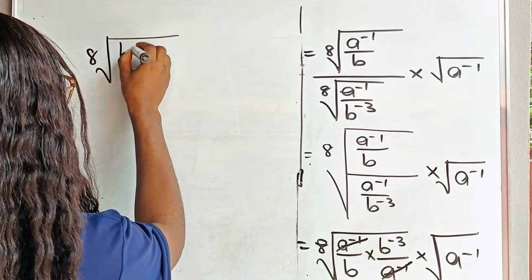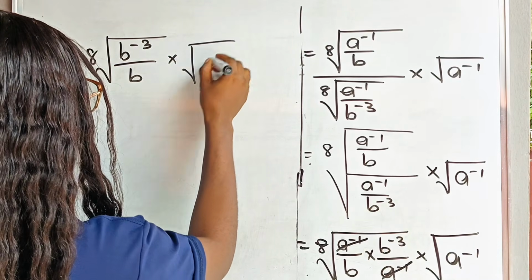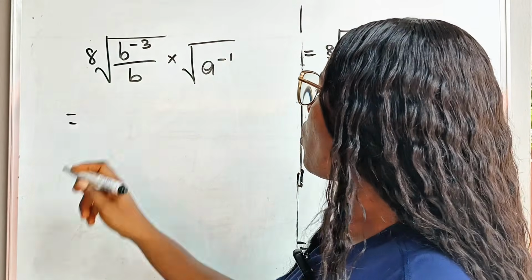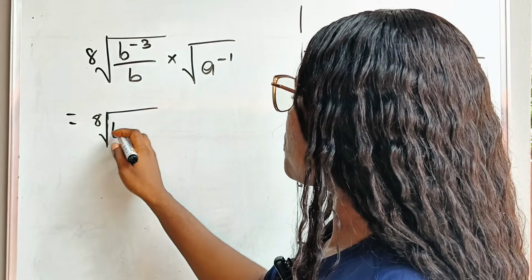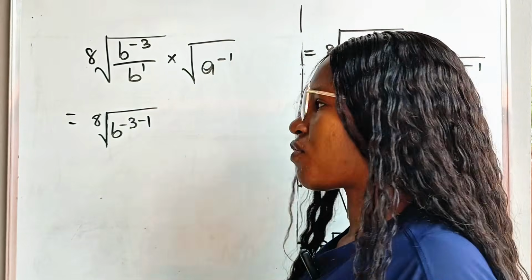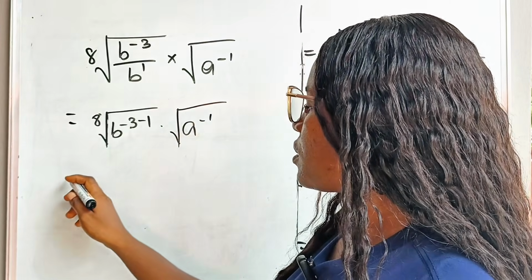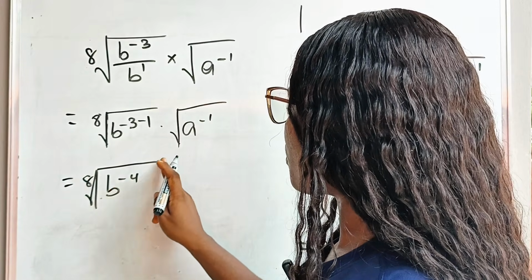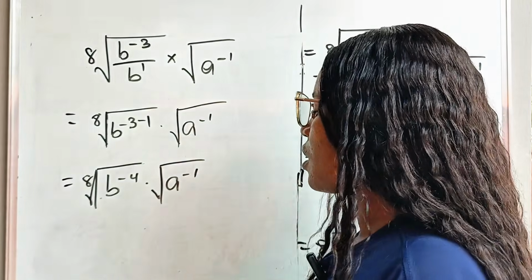Now this is what we have, the 8th root of b to the power of negative 3 divided by b, multiplied by the square root of a to the power of negative 1. Now this is equal to the 8th root of the same thing as b to the power of negative 3. This is raised to the power of 1, so take away 1 using our law of exponent, multiplied by the square root of a to the power of negative 1. So this is equal to the 8th root of b to the power of negative 4 multiplied by the square root of a to the power of negative 1.